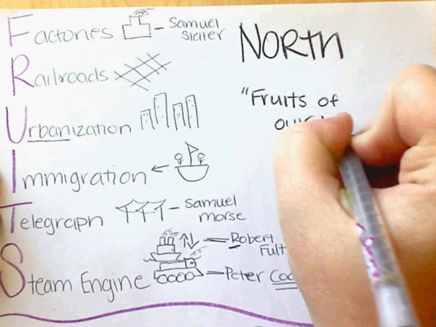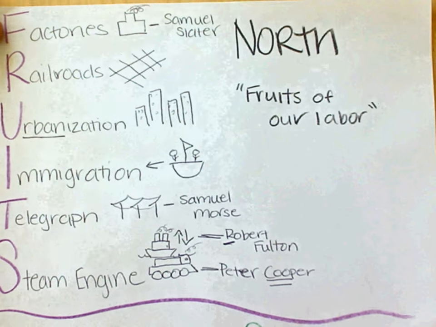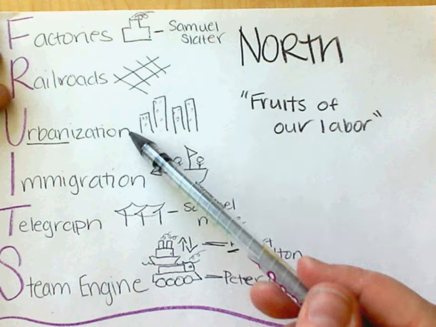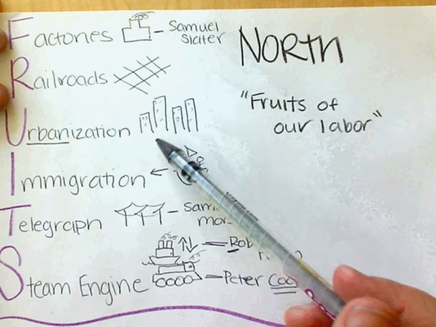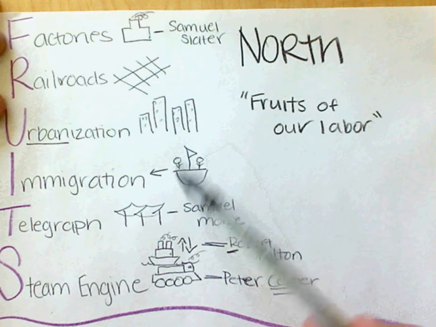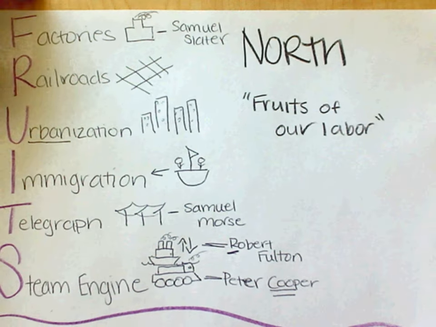It's all about labor. It's about people coming to cities. In the North, we're going to see so many more factories go up. People are going to move to cities so they can work in the factories. We're going to have railroads to get the goods out of the factories. Immigrants are going to come in to live in the cities so they can work in the factories. It's kind of a vicious circle.